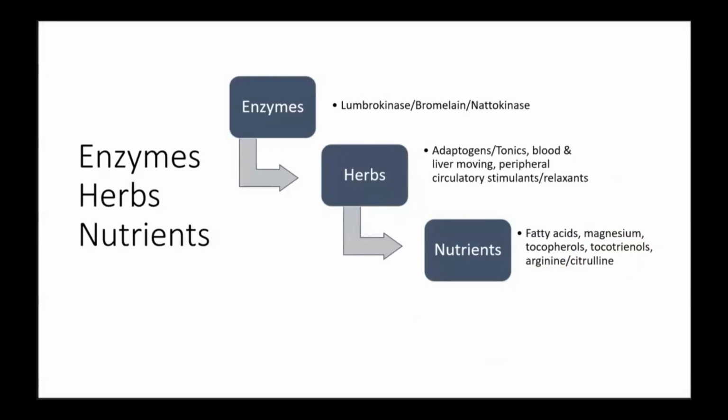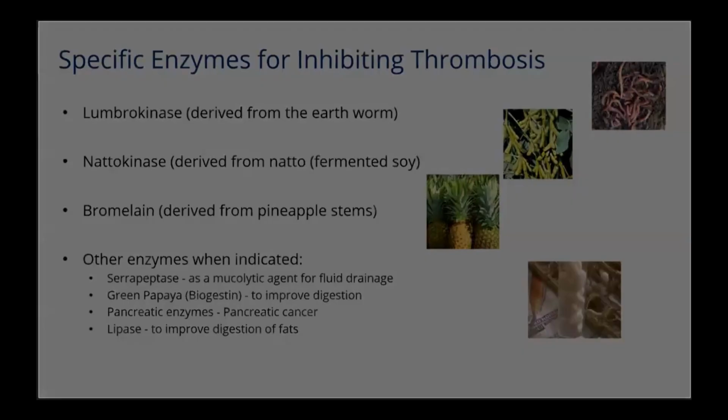Enzymes, herbs, nutrients: lumbrokinase, like you mentioned, bromelain and nattokinase, some of the big ones in the enzymes. Herbs, adaptogens, tonics, or the stress response, right? Blood and liver moving, stimulating the periphery, stimulants and relaxants, nutrients like fatty acids, magnesium again, the vitamin E spectrum, and arginine and citrulline. Arginine and citrulline specifically for that ADMA, SDMA, that's the asymmetric dimethylarginine, which relates to nitric oxide production and the vasodilation system, because when you can't dilate your blood vessels, you're much more likely to have a problem because things are pinched down. We want things to open up.